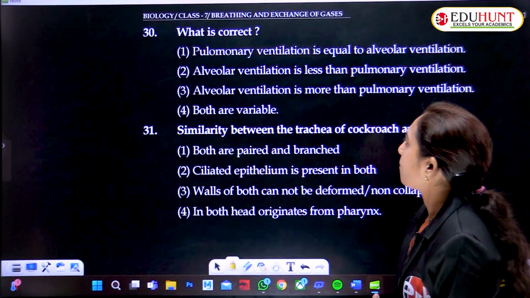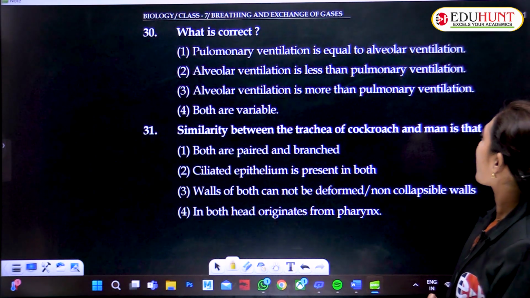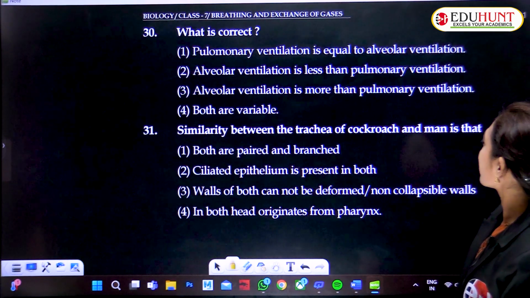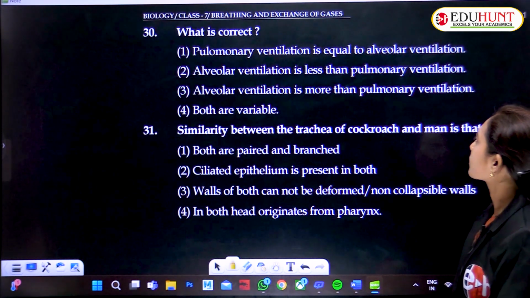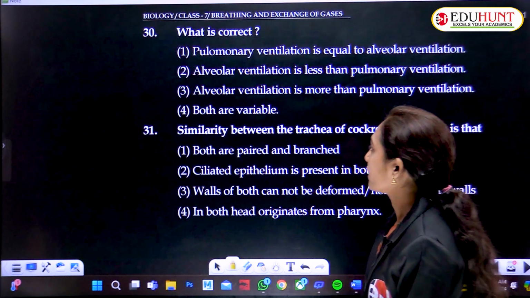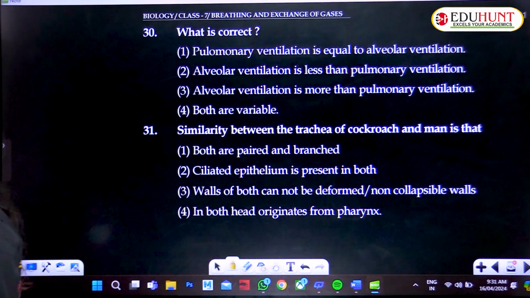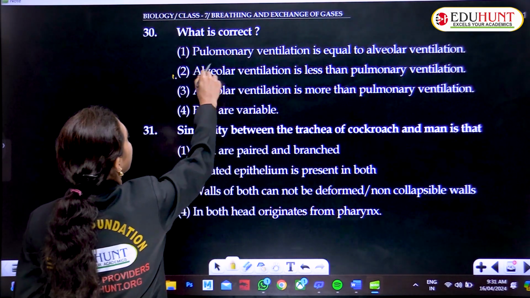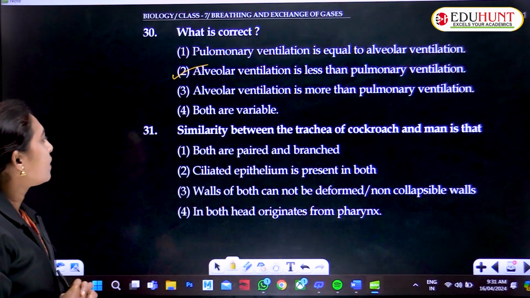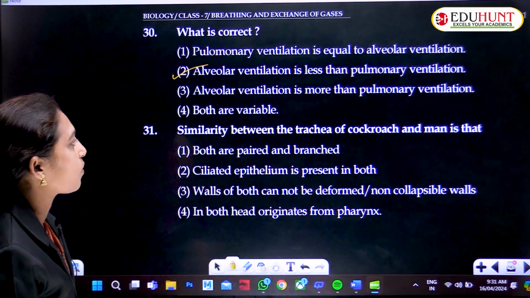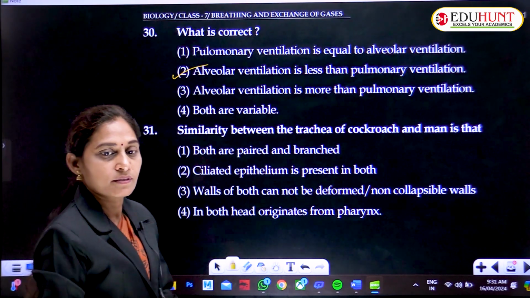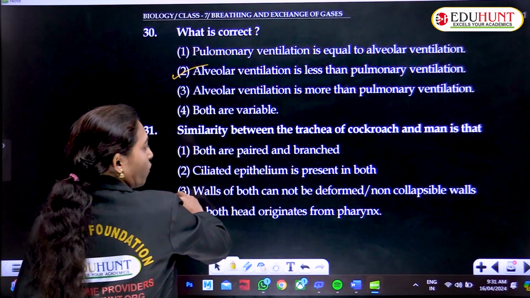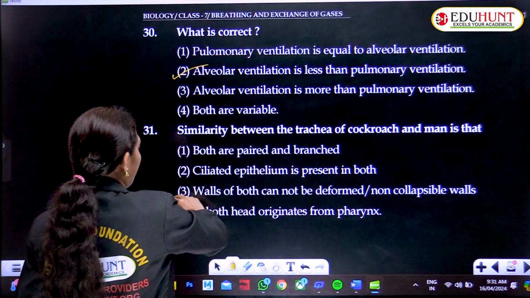What is correct? Pulmonary ventilation is equal to alveolar ventilation. Alveolar ventilation is less than pulmonary ventilation. Alveolar ventilation is more than pulmonary ventilation. Both are variable. Alveolar ventilation is less than the pulmonary ventilation. It is correct. Similarity between the trachea of cockroach and man is that walls of both cannot be deformed, non-collapsible walls.